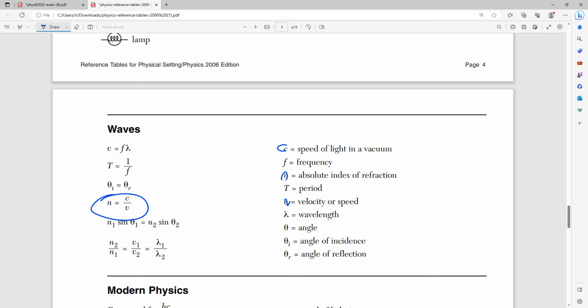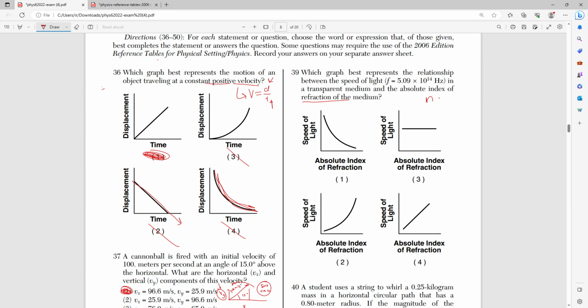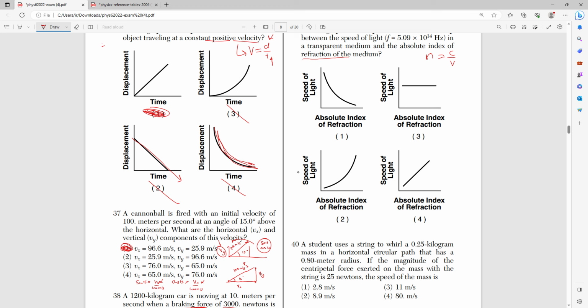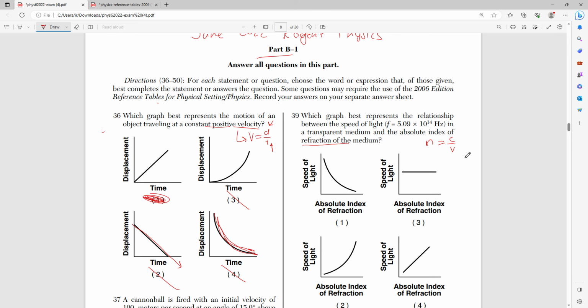So which gives me c, n, and v? That's this formula. So I know that n is equal to c over v. And I just need to choose a graph, just like with number 36, that represents this relationship. So let's just rewrite. Remember that everything is always going to be in terms of your y-axis. In this case, my y-axis is speed of light. So I'm going to go into this formula, n equals c over v.